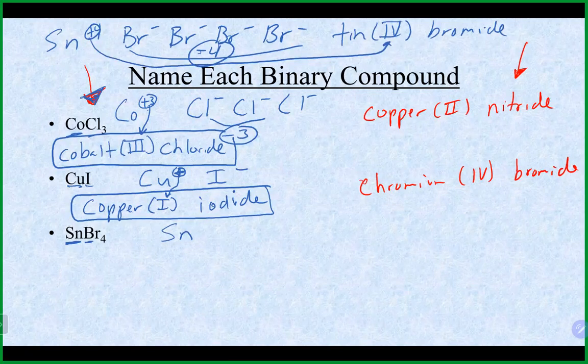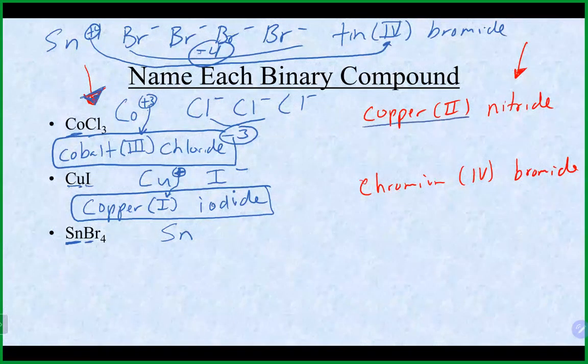Now, if you are given a name and you need to go backwards, you need to identify what type of compound it is. Is it ionic or not? And how you should go about it. So when I see something that says copper Roman numeral 2, that tells me that the copper should have what type of charge?